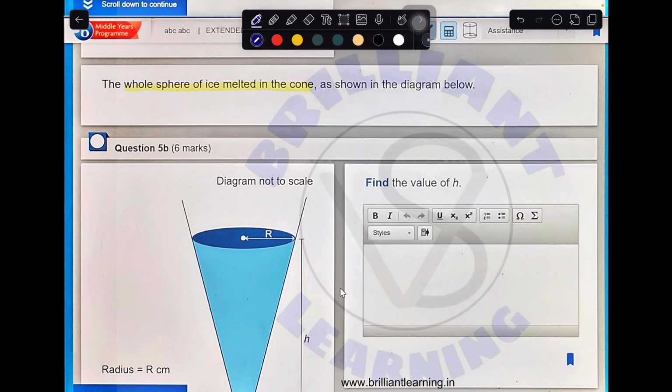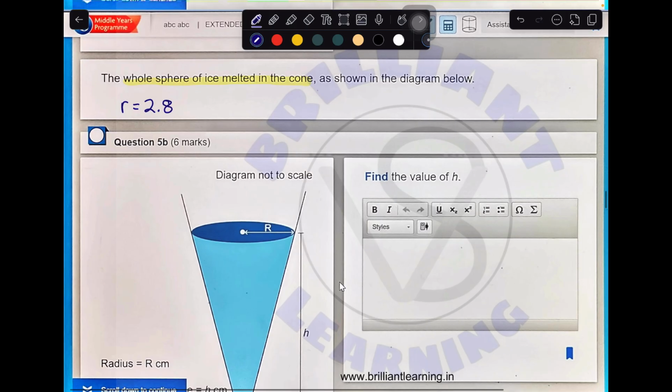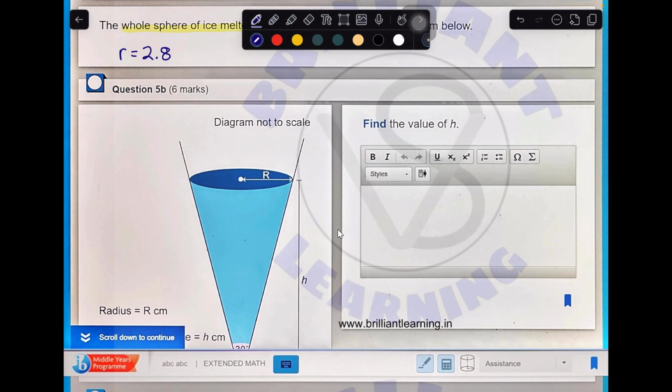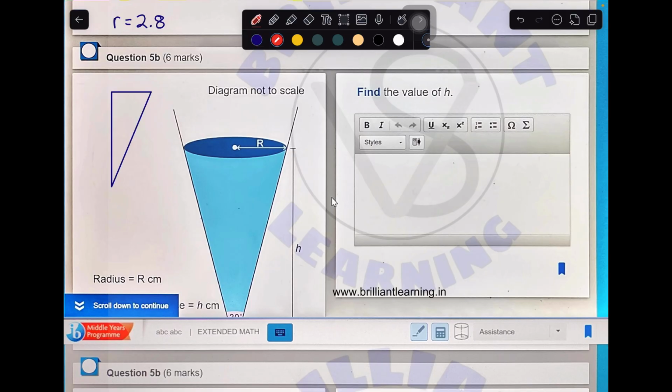Okay, so what did I know? I know that R is 2.8. Okay, and before this sphere of ice had melted, we had a certain volume, didn't we? Okay, now we want to find the value of H in this question, so I'm just going to draw a new version of this, taking out the right angle triangle shape that I can take from my cone. So just to make it clearer how that would look, it would be this shape here.